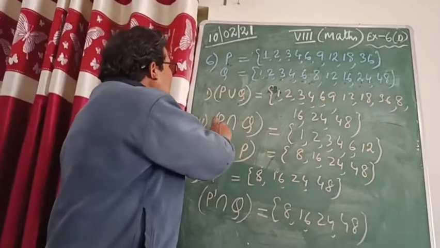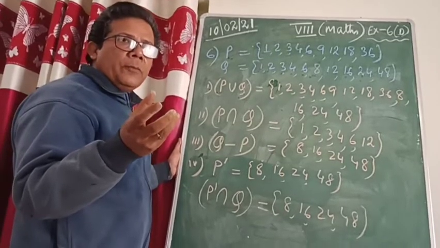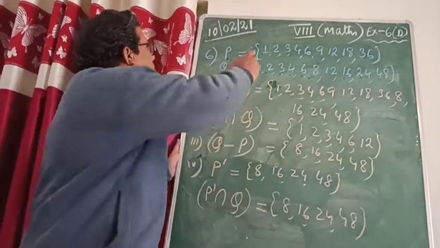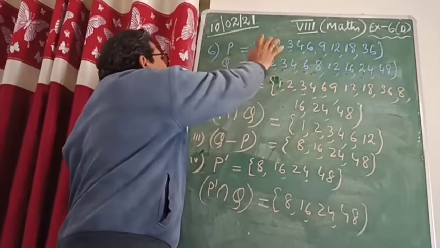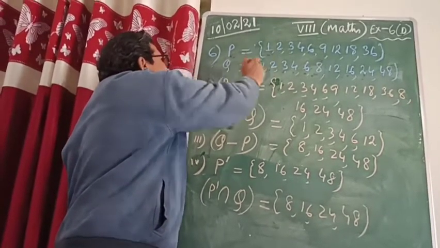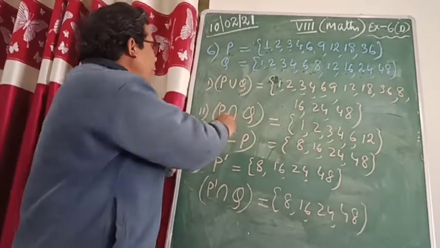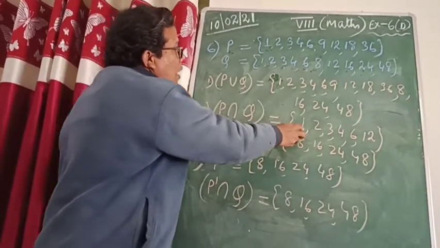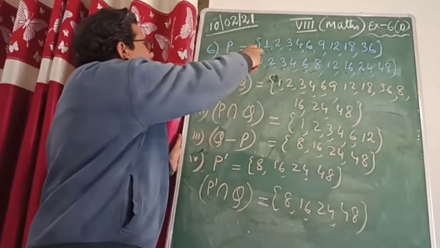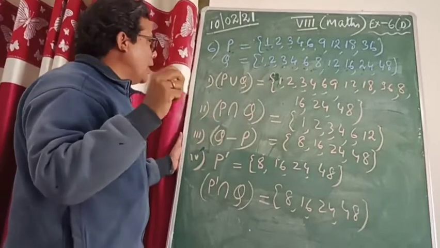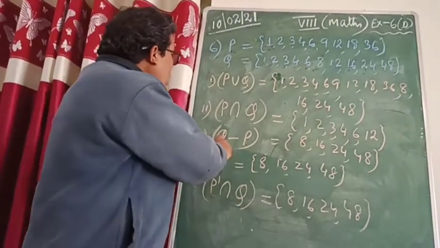Now coming to P intersection Q. You know the meaning of intersection. What do we mean by intersection? The elements which are common in P and Q. So the elements which are present in both P and Q are called the intersection. So P intersection Q is 1, 2, 3, 4, 6 and 12. These elements are present in set P also and Q also. They are called the intersection.